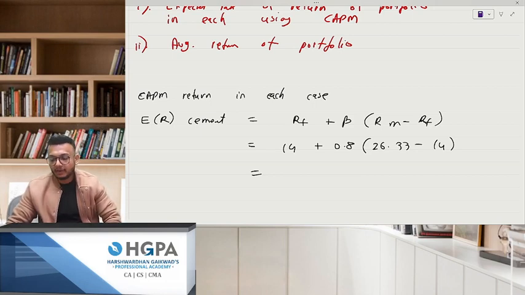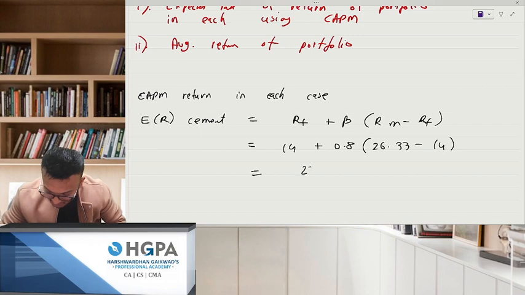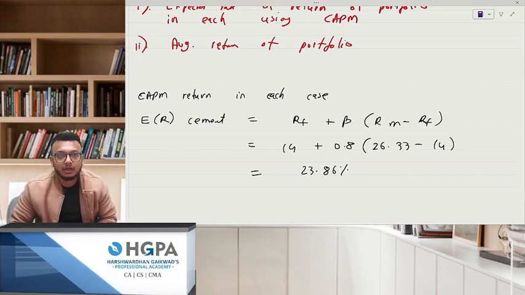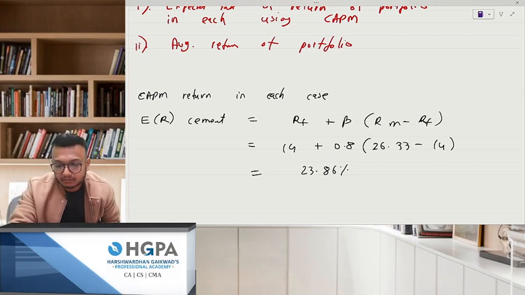You have to do this for how many things? 4 things. The answer is 23.86.